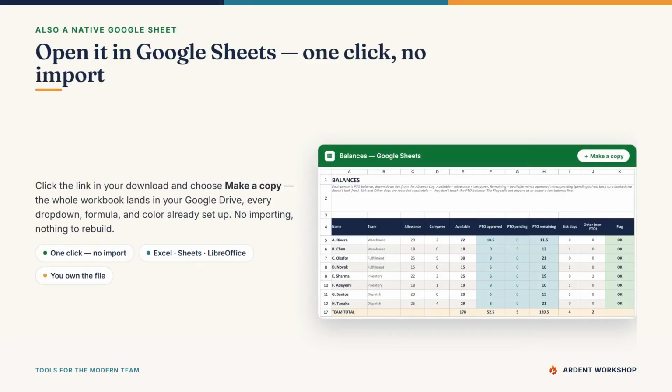Prefer Google Sheets? The download includes a one-click, make a copy link to a ready-made native version, with every drop-down, formula and color already set up. No importing, nothing to rebuild. And it works just as well in Excel or LibreOffice.